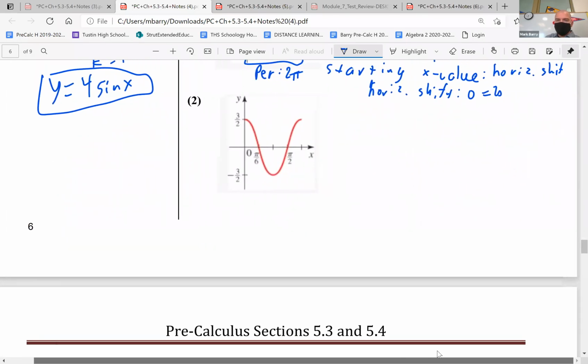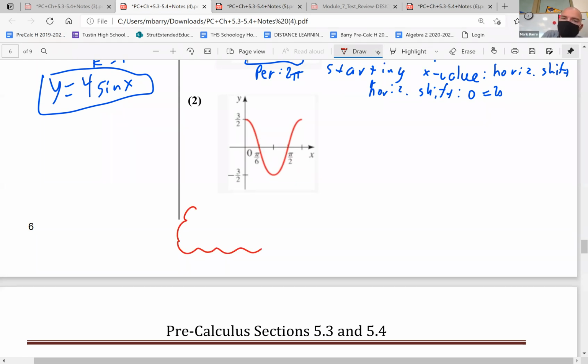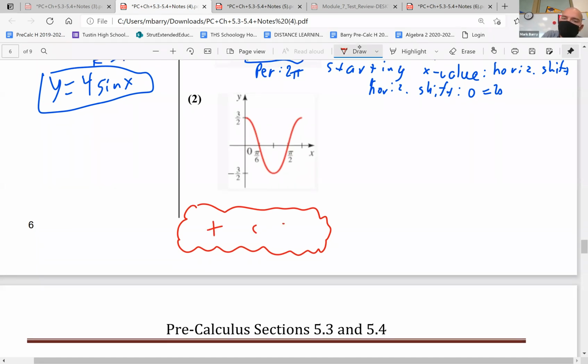Cool. So number 2 here then, we'll first think about what type of graph this is. Is it sine or cosine? Is it positive or negative? I'm going to write that down in a second, but I'm going to give you a second to think about it. Which one of those 4 from that previous chart is it? To me, it's got to be positive cosine.